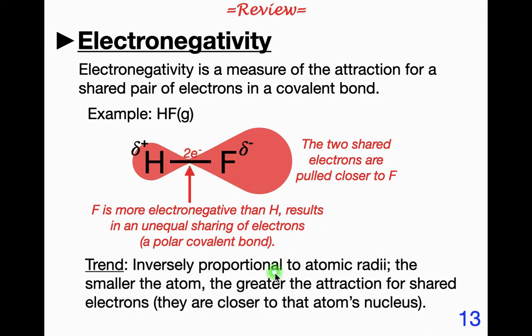Trend: inversely proportional to atomic radii. The smaller the atom, the greater the attraction for shared electrons. They are closer to an atom's nucleus, and this should sound familiar. This is exactly the same as ionization energy. The smaller the atom, the greater its attraction for electrons, whether it's an electron that you're trying to remove from it, an ionization energy, or electrons that are being shared in a covalent bond. Just remember that: the smaller the atom, the greater its attraction for electrons.